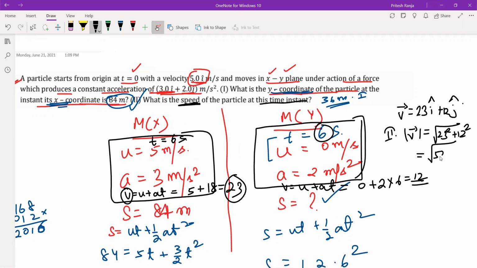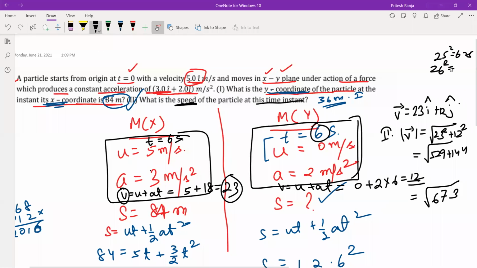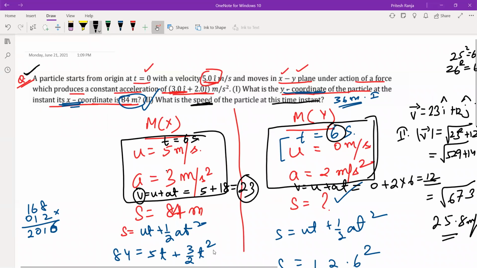So we will get 529 plus 144. Let us add them. What do we get? 673. And root of 673 is what? 25 square is 625, 26 square is 676. So it is almost 25.8 or 9. Is this understood, how we did them? Very simple, we have looked at it very slowly.